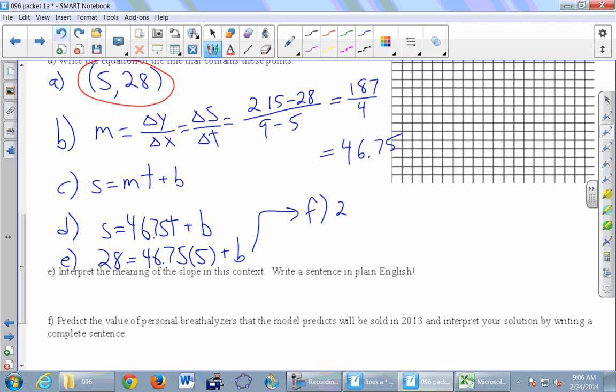Okay, so we need to do that multiplication. The goal is to solve for B. So we just need to multiply here. What do we get? 230, another... And then we'll subtract that 233 from both sides.